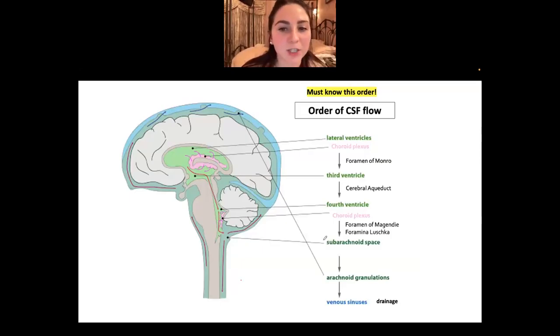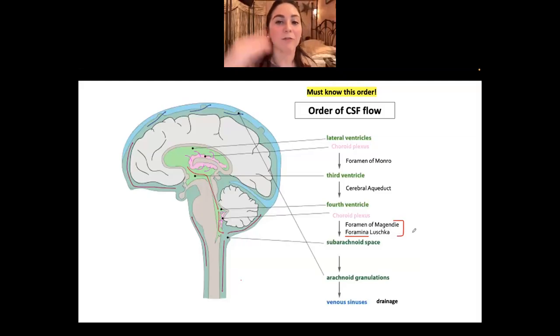One is called the foramen of Magendie, and one is called the foramen of Luschka, or foramina Luschka. All of these can be foramen of or foramina. Clearly, someone wanted to name things after themselves. But I don't think these are as important, honestly.